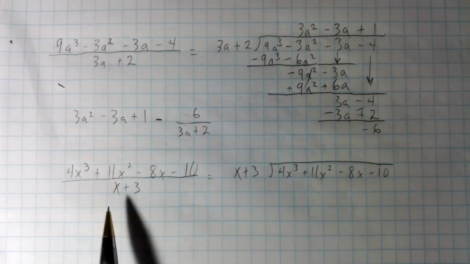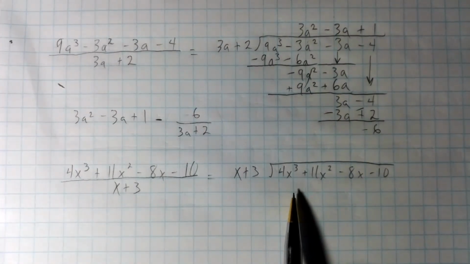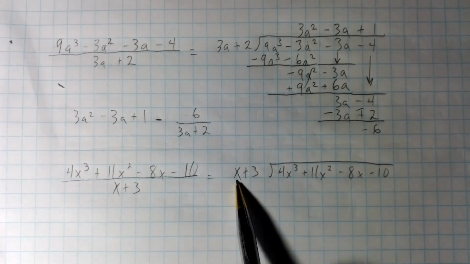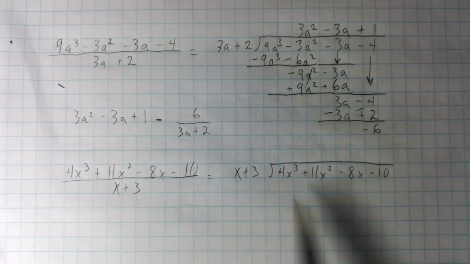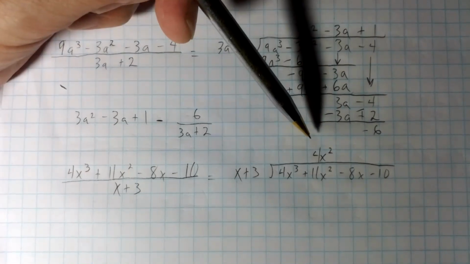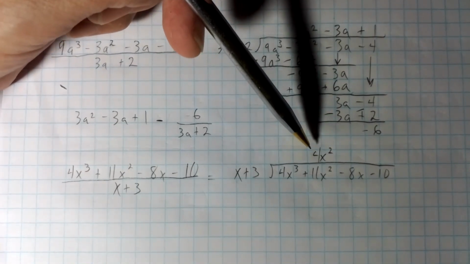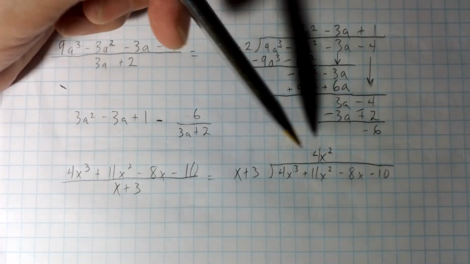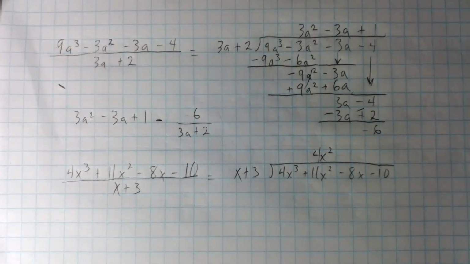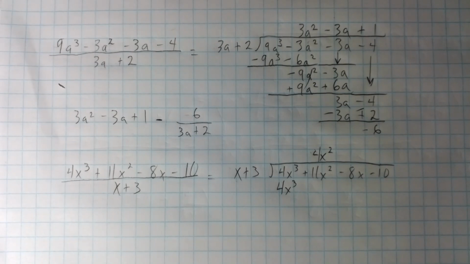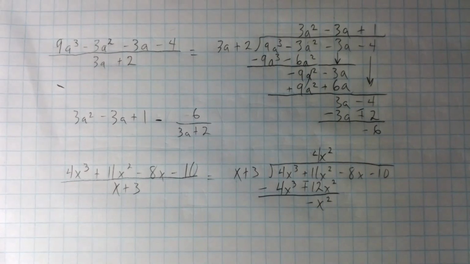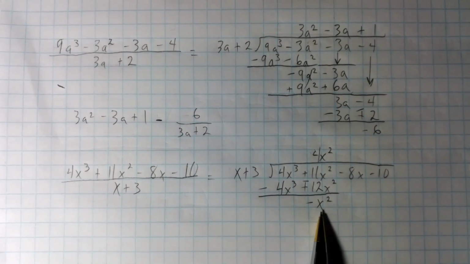All right, here is my next problem. I've already rewritten it. So I need to take a look at turning my x into a 4x cubed. Now at this point, I would expect after a few practice problems, you should know by now, we're going to need a 4x squared. When I multiply my 4x squared by x, I get my 4x cubed, multiplying my 4x squared by my 3, I get a 12x squared. I'm going to minus both. That's going to leave me with a negative x squared.